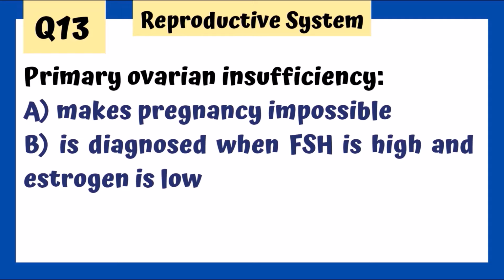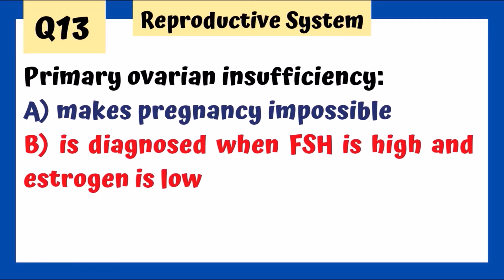Question 13. Primary ovarian insufficiency makes pregnancy impossible? No, it's not impossible. It is diagnosed when FSH is high and estrogen is low. Yes. We look for these values, FSH and estrogen. By the way, primary ovarian insufficiency is also known as premature ovarian failure, and it is specifically in women under the age of 40 who present with symptoms of menopause. They shouldn't be having menopause. They're young. They're 25. They're 30. They may be 18 years old.